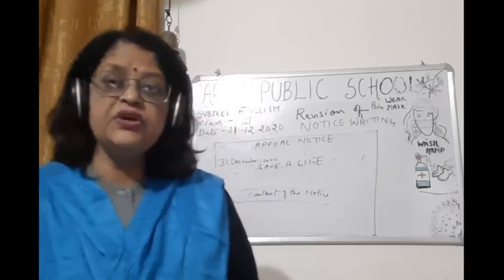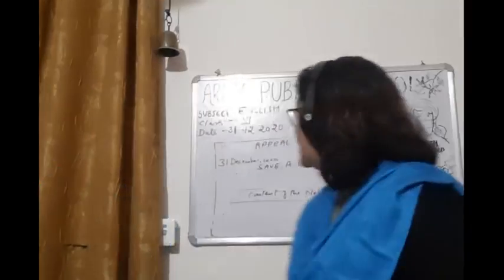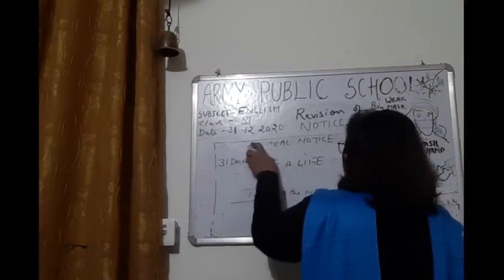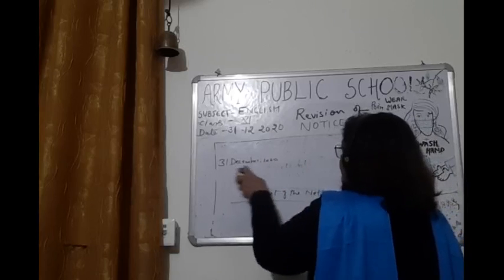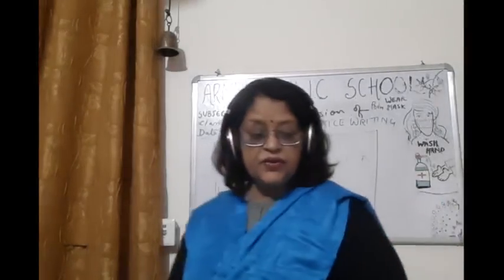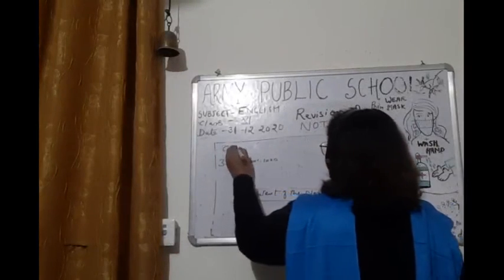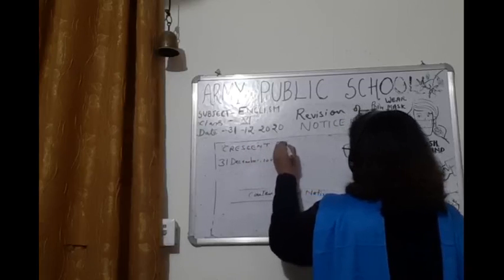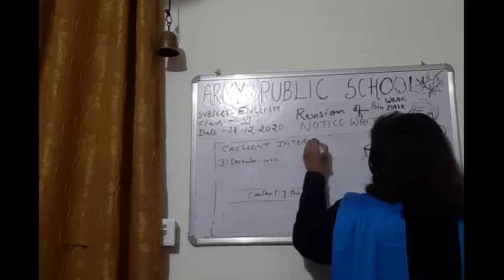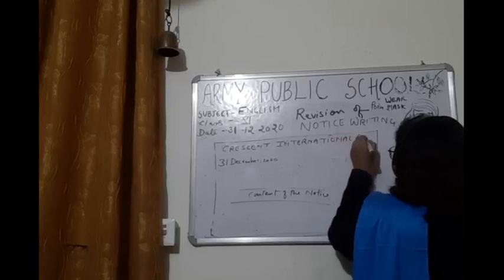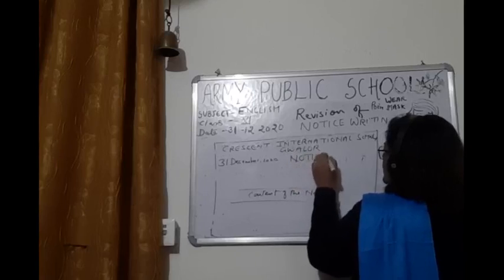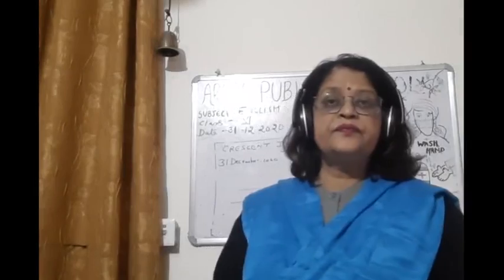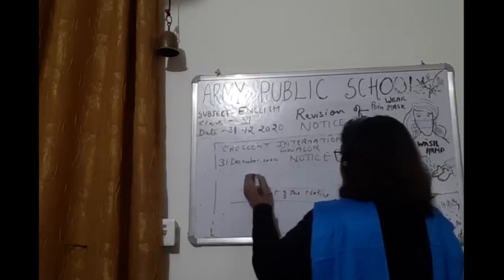So children, if this is a school notice for appeal, you have to write the name of the institution. And you can see children, the name of the institution is given here. So what is the name of the institution? Crescent International School, comma, the place is there, Gwalior. Okay, then you have to write notice, and then here you have to write the heading, returning library books.